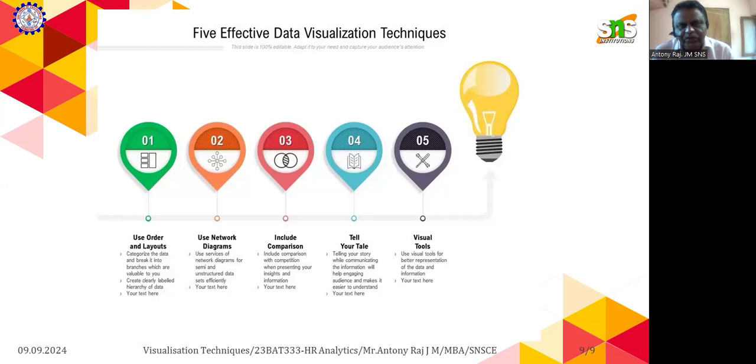So we have given a very simple view of data visualization techniques, and we have covered various effective methodologies in data visualization and various types of data visualization tools. I hope you had a very clear understanding.